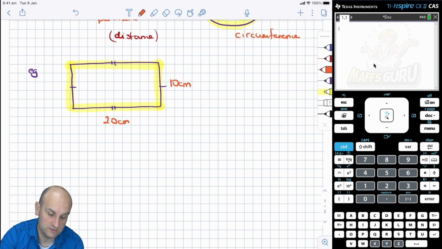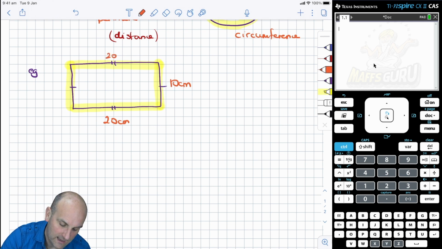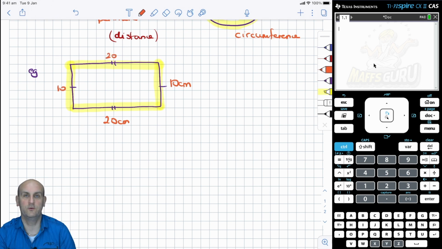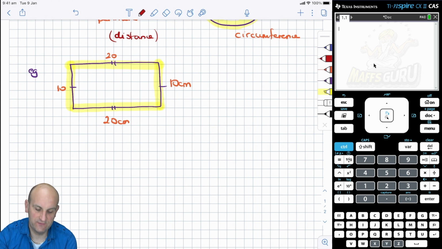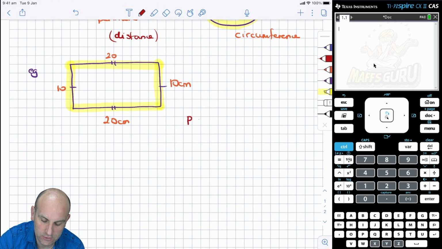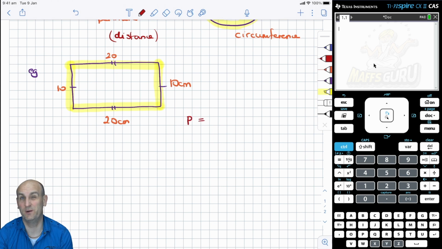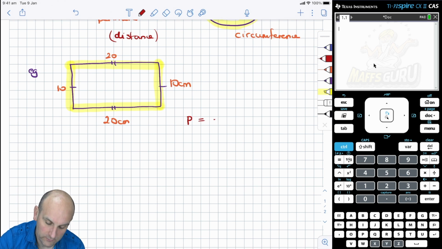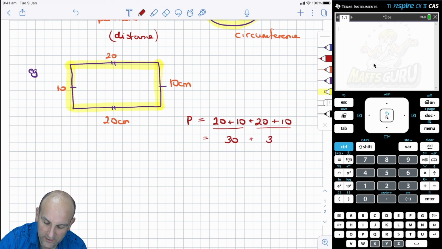Sometimes I'll say to students, write on the 20 and write on the 10, just so that we know. And then quite literally run your finger around and add up each of the values. So the working out you should say is P equals, for perimeter, 20 plus 10 plus 20 plus 10. Ka-ching. 20 plus 10 is 30, 20 plus 10 is 30, and add those together, it gives me 60.